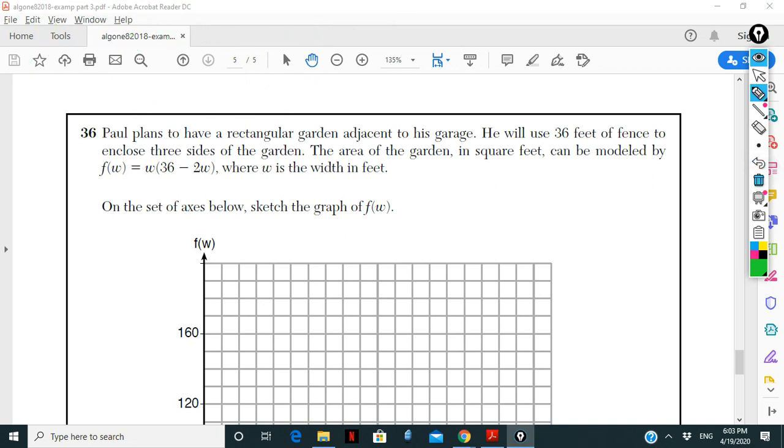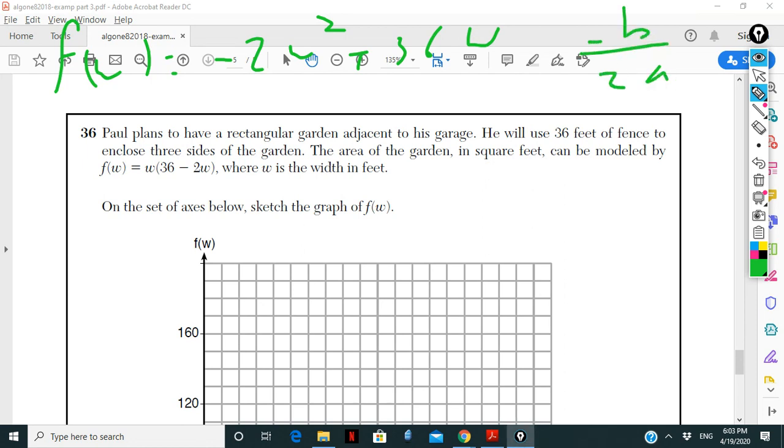Now to find, so f(W) equal to negative 2W square plus 36W. Now to find the vertex, it's negative B over 2A. Negative B, so it's negative 36 divided by 2 times negative 2 is going to be 9. So now I know the x coordinate is 9.